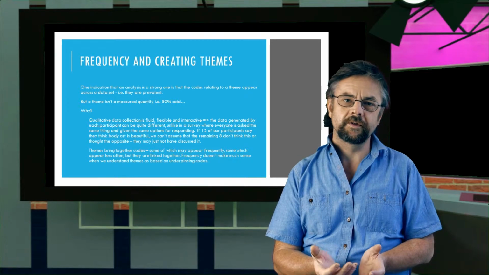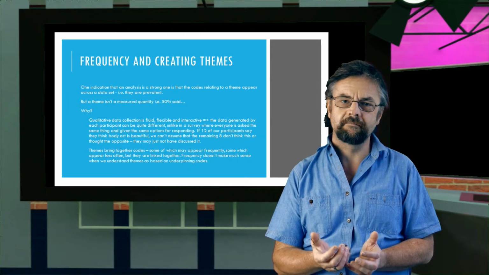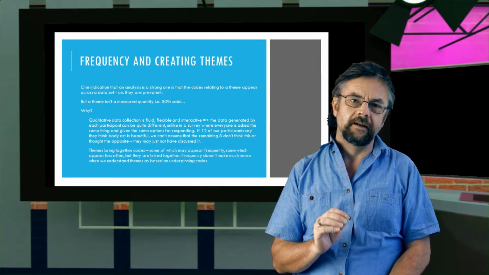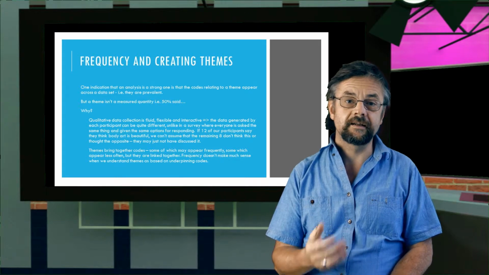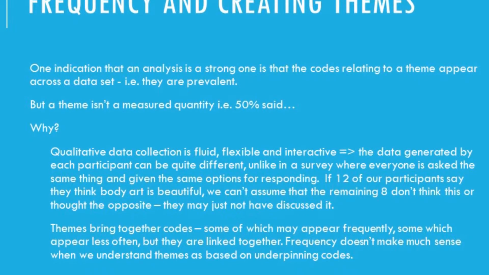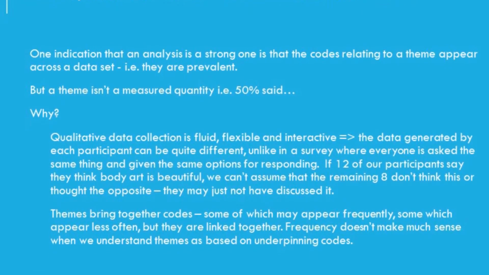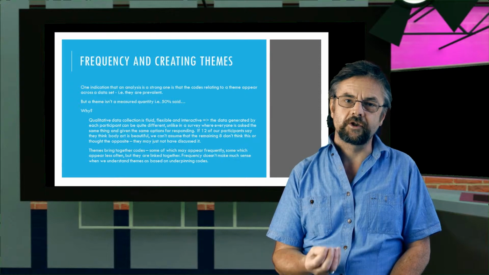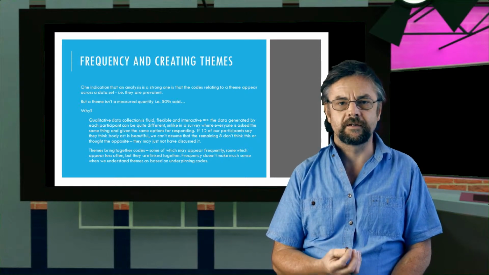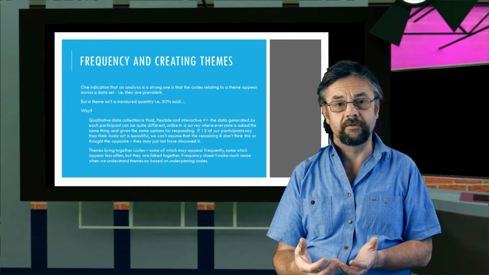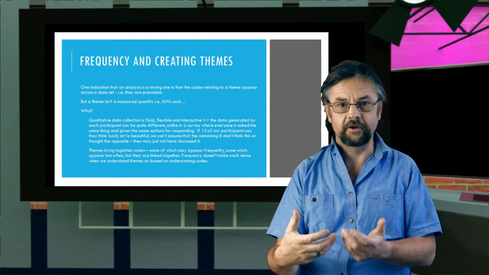Now, why do we avoid quantitative measures of prevalence? Is it just because we hate numbers? Well, no. It's because our data is collected through qualitative methods, and it tends to be, because of that, fluid, flexible, and interactive. We don't standardize our methods. Each of our interviews will be run differently. We ask different questions in different ways of our participants. So the data that we generate from each participant is often quite different, largely because each interview runs differently. So the methods are not systematic.